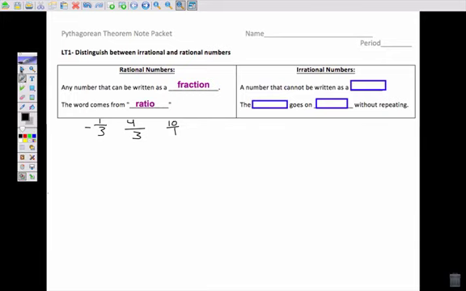Now with irrational numbers, it is a number that cannot, so you might want to underline that, be written as a fraction. So it's just the opposite. If you have a number and you can't write it as a fraction, it's an irrational number. The decimal for this number is going to go on forever without repeating. And there's not going to be any pattern.